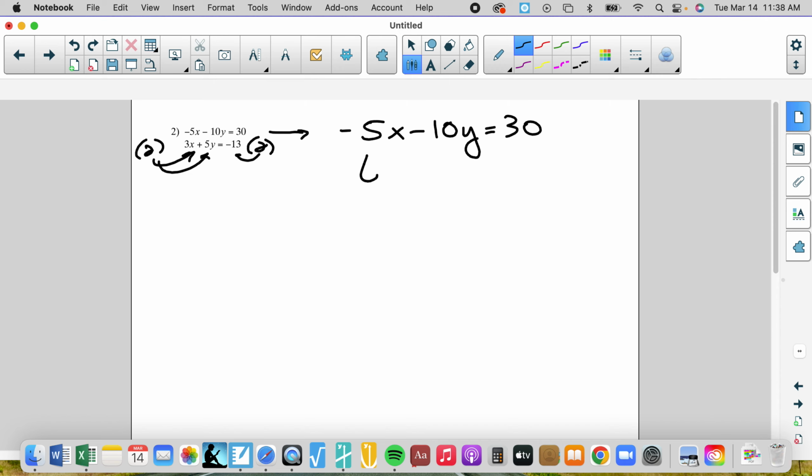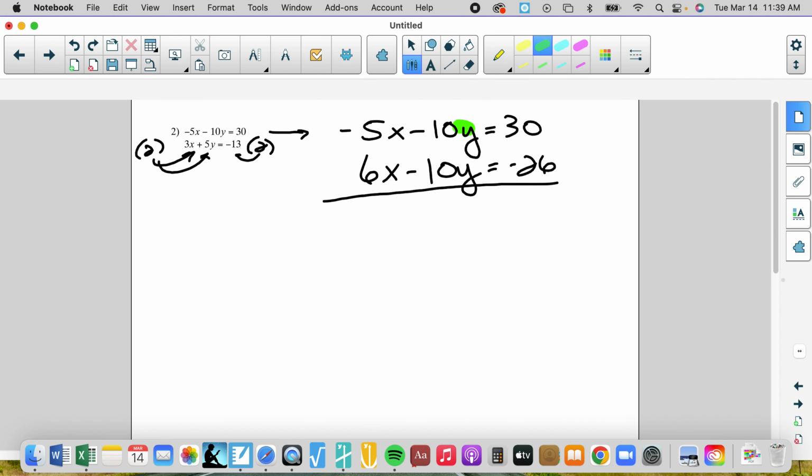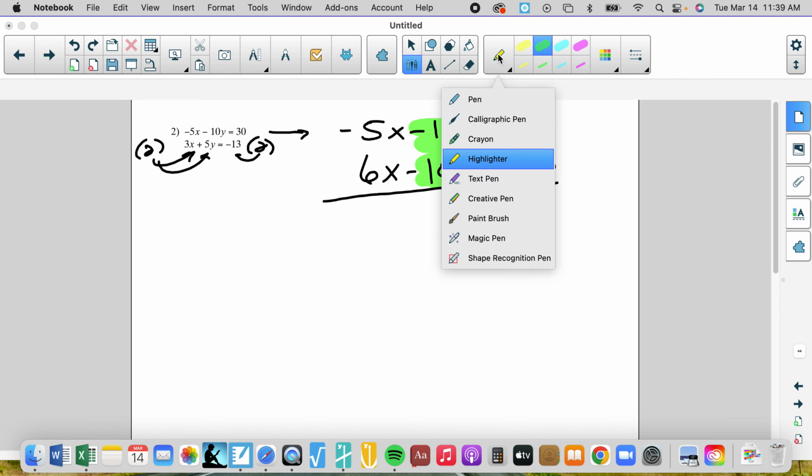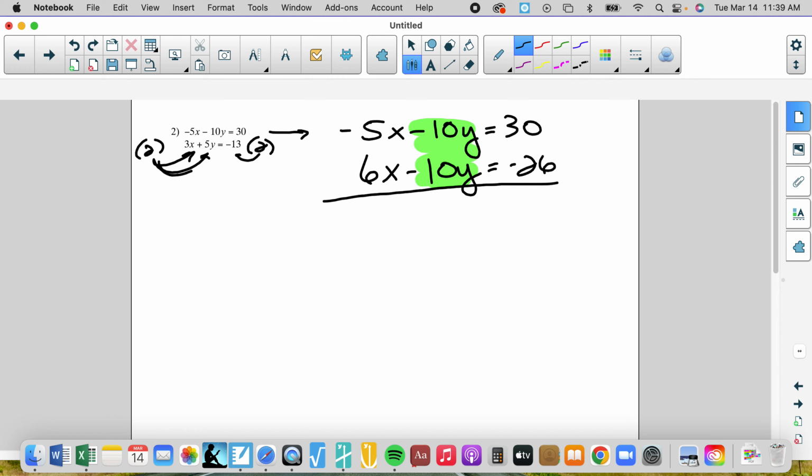So 2 times 3x is 6x. 2 times 5y is -10y. And 2 times -13 is -26. I did 2 because I knew I was going to be canceling out my y's. And I made a mistake. You see that? I know I made a mistake because -10y and -10y do not cancel. So I've got to go back. 2 times 5y is +10y. So I did the right number, I just didn't multiply correctly. So these cancel.